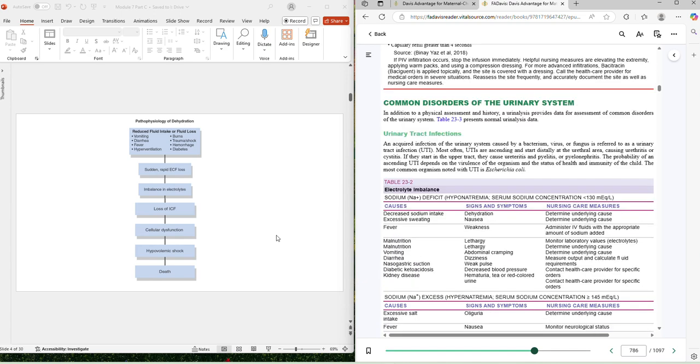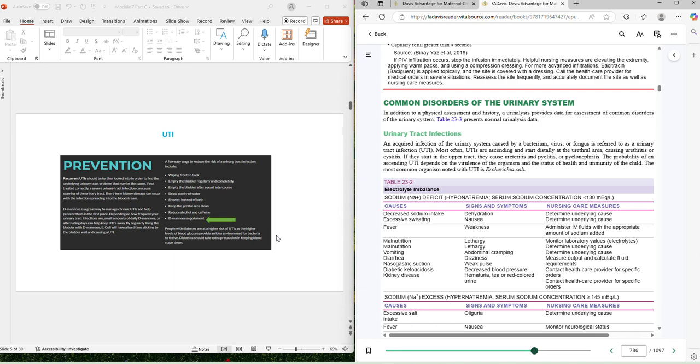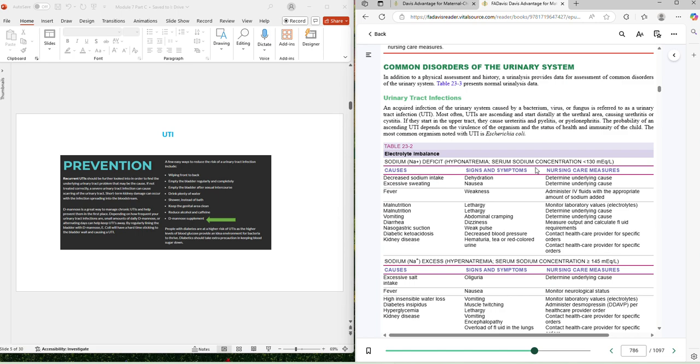All right, let's talk about the common disorders of the urinary system. So, of course, UTIs, that's our main one, right? This is when usually E. coli gets into the kidneys, gets into the bladder, and we have a raging urinary tract infection, okay? Not good, not comfortable. We have some risk factors.